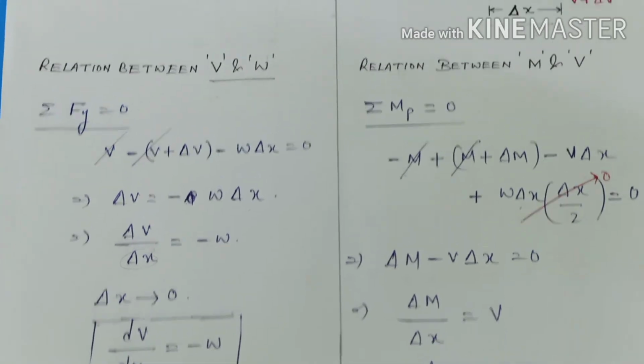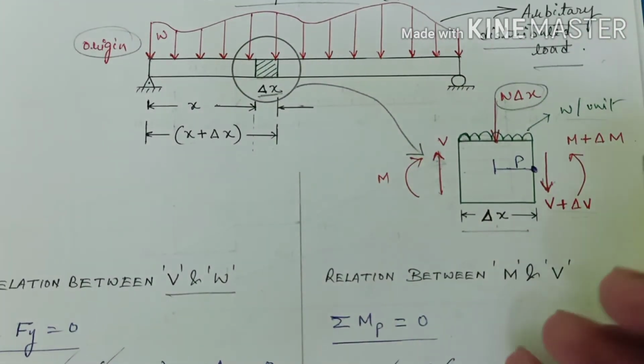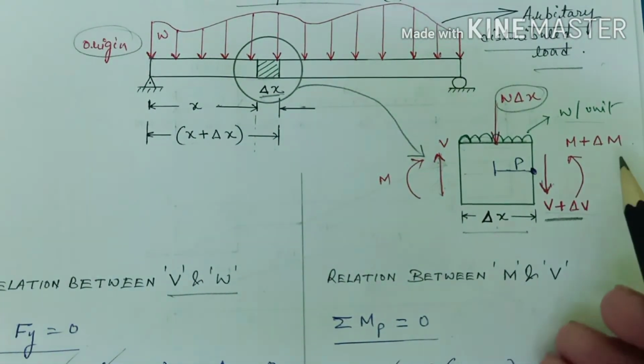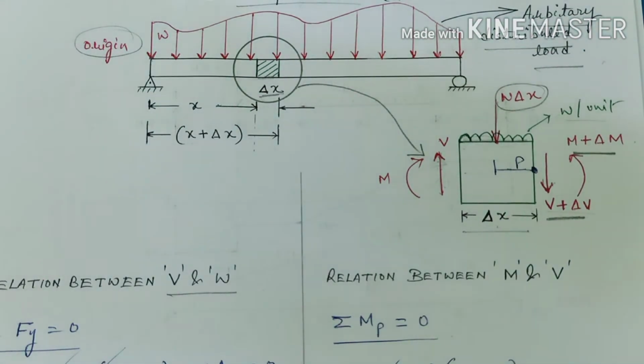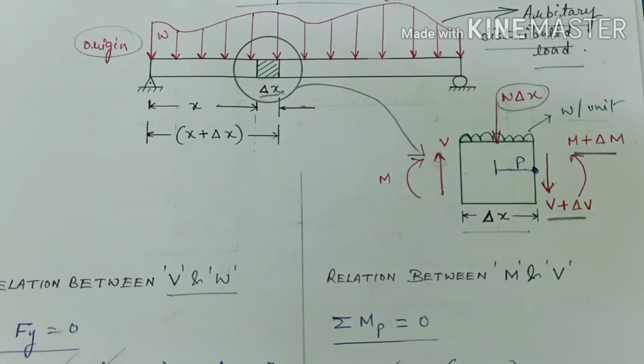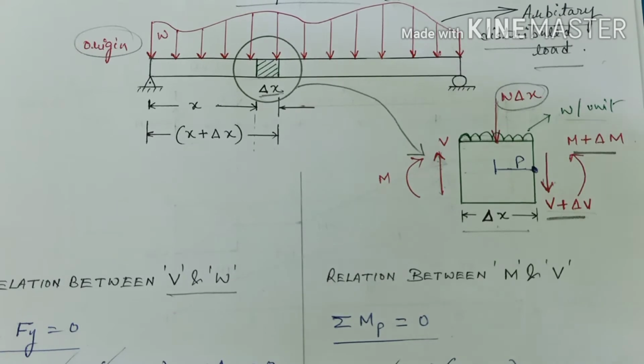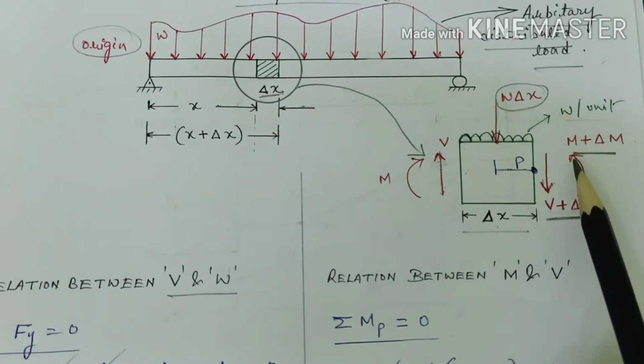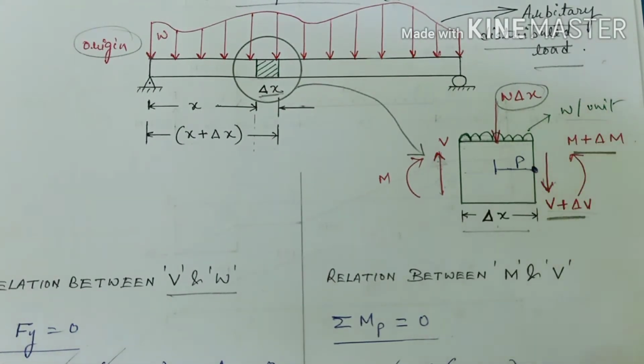So one thing that I forgot to tell you guys is that I have considered this as V plus delta V and this as M plus delta M. Why so? If you remember my last videos, I have already discussed that the value of shear force or the value of bending moment can depend upon the distance from the origin, right?